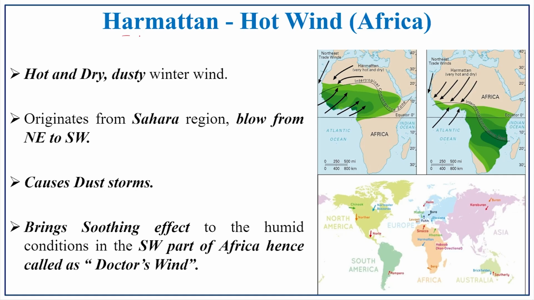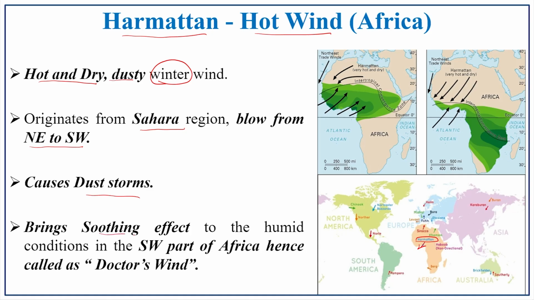Next one is the Harmattan. It is also a hot wind in Africa. If it is a high altitude, it is a cold wind, and if it is a tropical region nearby the equator, it is a hot wind. It is a hot, dry, dusty wind blowing in the winter season. It originates from the Sahara region and blows from northeast to southwest. This Harmattan local wind causes dust storms. Because of the desert region, the wind blowing here usually brings desert storms.